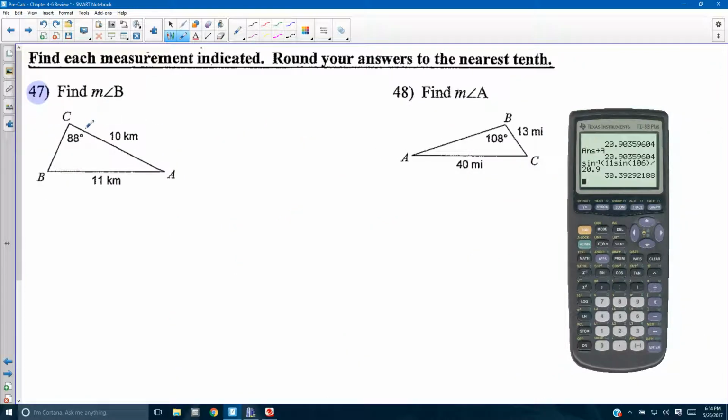Number 47, find measure of angle B. Okay, so same scenario as we had before, only this time I don't have to use a law of cosines because what I see is here's side length B, here's side length C. I know angle and side length C. I know side length B, need to know angle B. Now I just got to know my ABCs. All right. Sine of B over side length B equals sine of C, 88, over side length C.